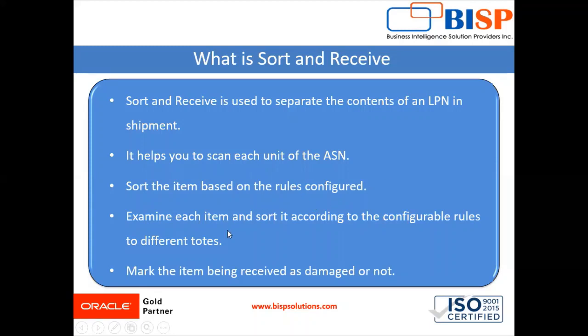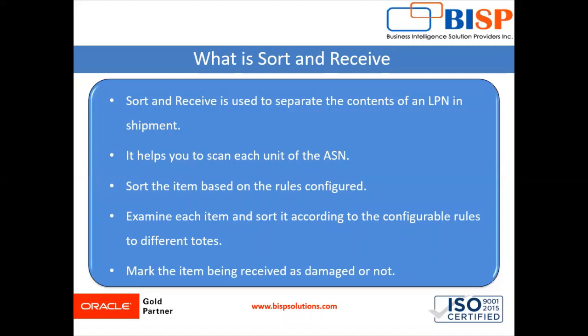You can examine each and every item and sort it according to a configurable rule in different totes. Basically, totes are used in industry for transporting or storing materials. In logistics, a tote is a container used to transport or store a large volume of liquid, semi-solids or solids. And you can also get an opportunity to mark the item being received as damaged or not. So the sort and receive configure header provides you the ability to outline the pattern by which you want to sort and receive the stock keeping unit in our warehouse.